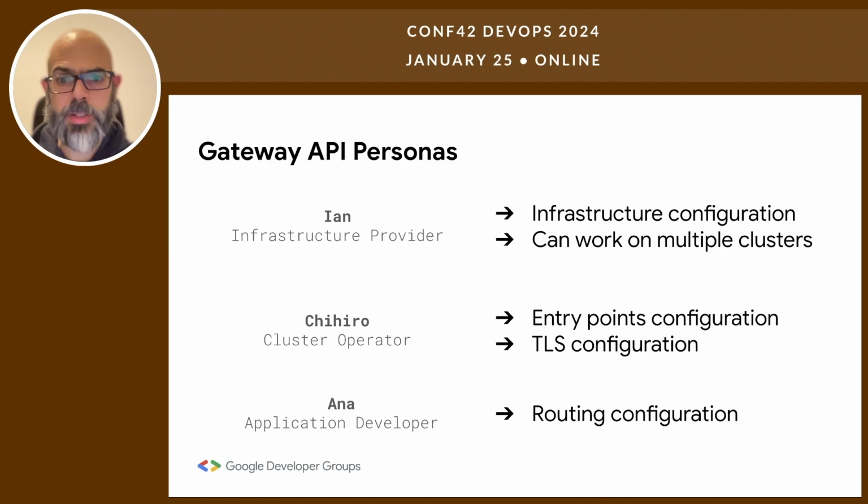Let's get to Chihiro, the cluster operator. He has the responsibility of configuring the entry points. Not only the endpoints, he can also configure TLS and so on. And finally, the application developer, Anna. Well, she has the responsibility of configuring the routing rules.